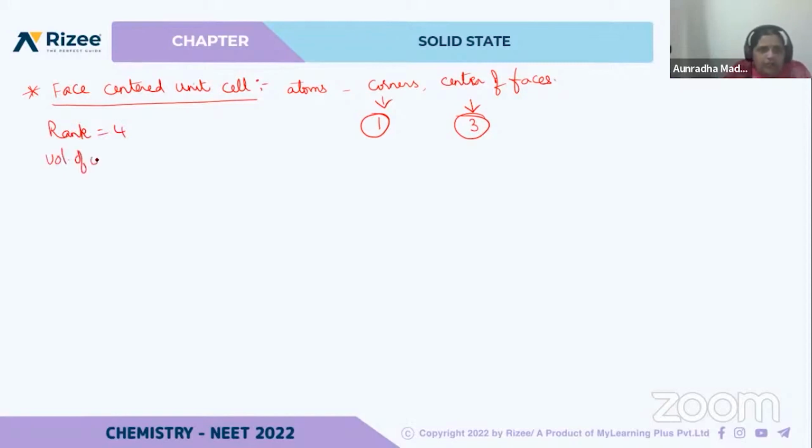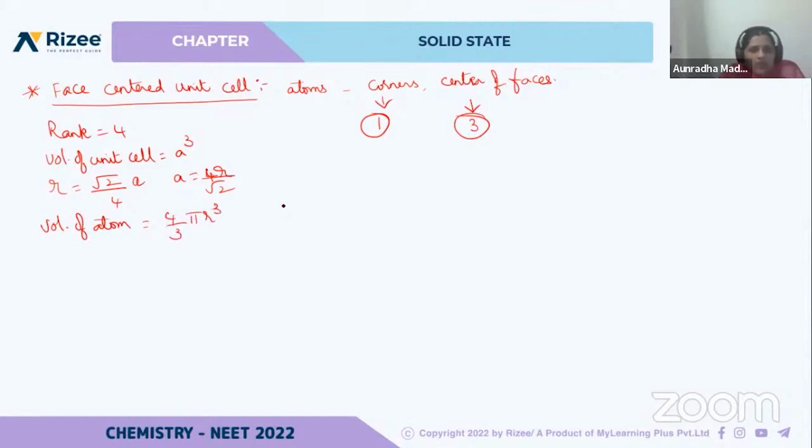Remaining everything is same. Rank is 4. Volume of unit cell is A into A cube. What is the relation between R and A here? R equal to root 2 by 4 into A. Relation between R and A, radius and edge length, root 2 by 4A, or else A equal to 4R by root 2. Both are same. And next, volume of atom, spherical thing, is equal to 4/3 pi R cube.